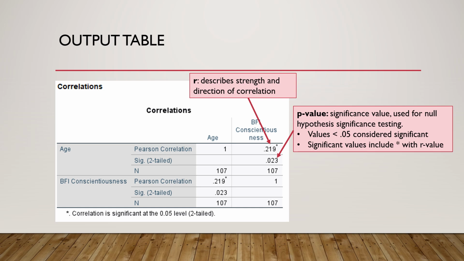In a correlation table, because we did that flag correlations as significant, that check mark that you put in the window, now we're going to see an asterisk next to the R value if it was significant.